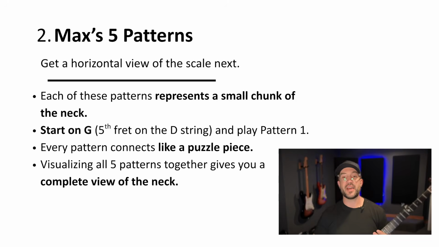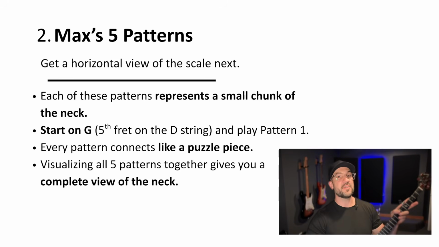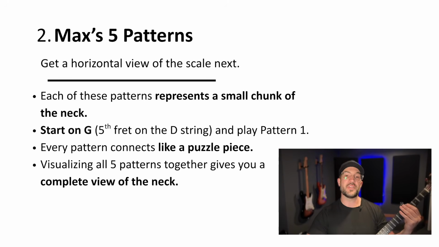Next up, I have my 5 patterns. I wanna get a horizontal view across the fretboard, and each one of my 5 patterns represents a small chunk of the neck. I will start on G, again, center of the banjo universe. I will play my first pattern, and then every pattern connects like a puzzle piece after that. So my pattern 2 will start on the 7th fret, my pattern 3 will start on the 9th fret, etc.